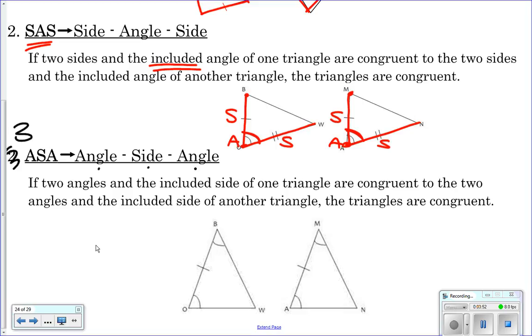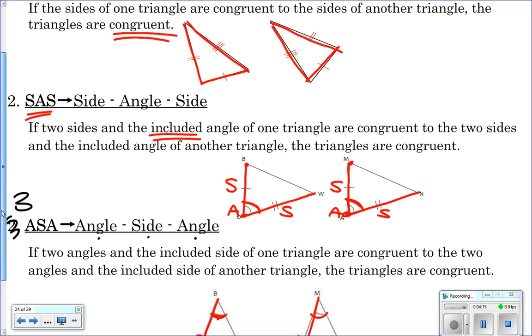So we'll just read it out. If 2 angles and the included side of one triangle are congruent to the 2 angles and the included side of another triangle, the triangles are congruent. So if I know this angle, this side, and this angle, see how the side is included between those 2. If that's equal to the same thing on the other one, we know that it's congruent.